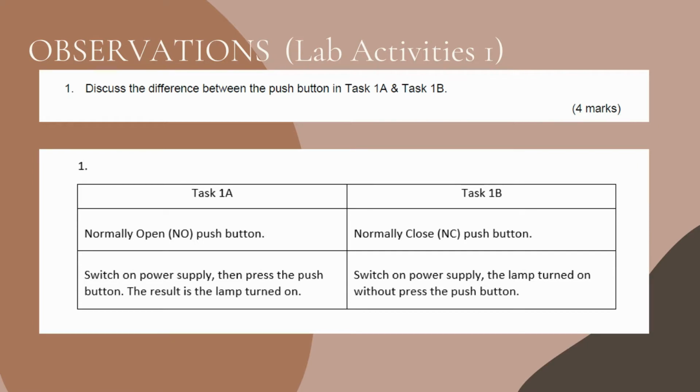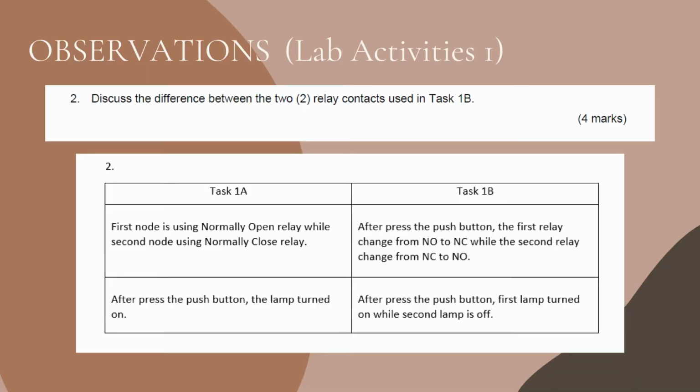So for the observation for lab activity 1, question 1, discuss the difference between the push button in task 1A and task 1B. For task 1A, the circuit is in normally open push button. For task 1B, the circuit is in normally closed push button. The second one is for task 1A, when we switch on the power supply, then press the push button, the result is the lamp turns on. For task 1B, when we switch on the power supply, the lamp turns on without us pressing the push button.